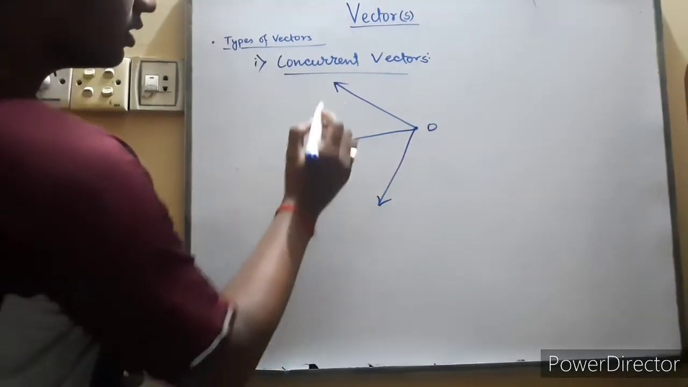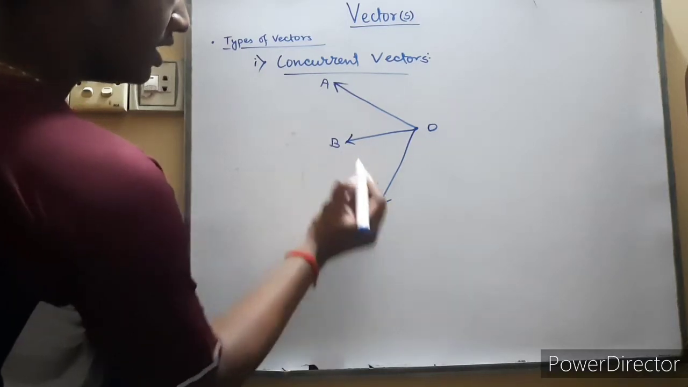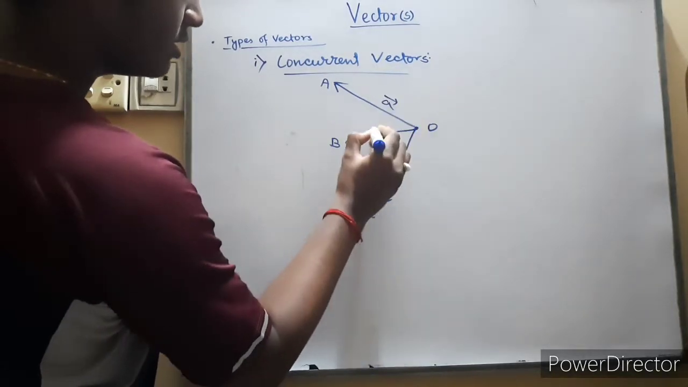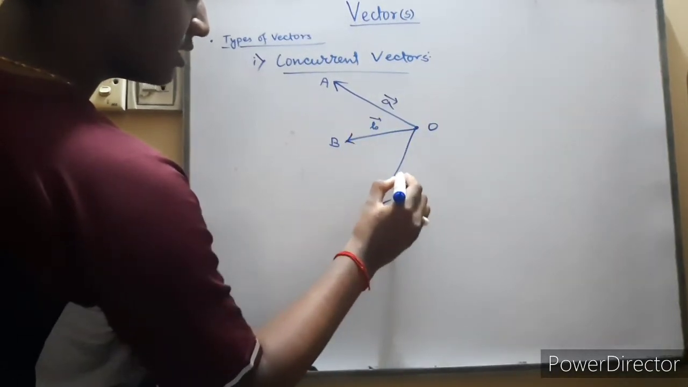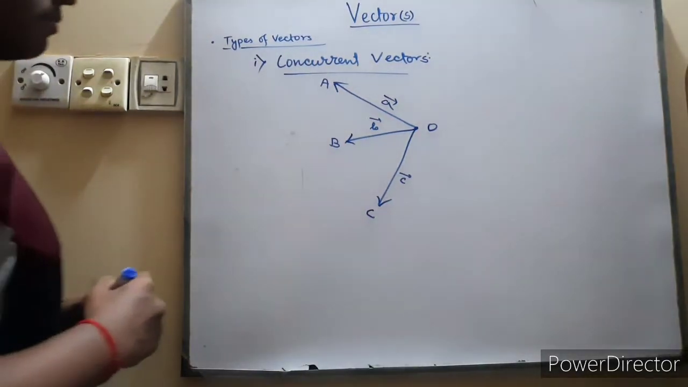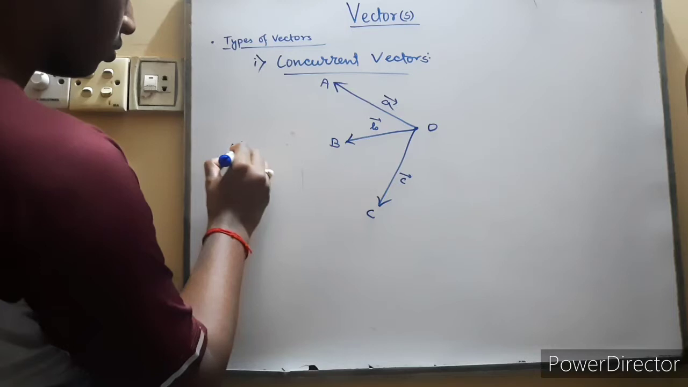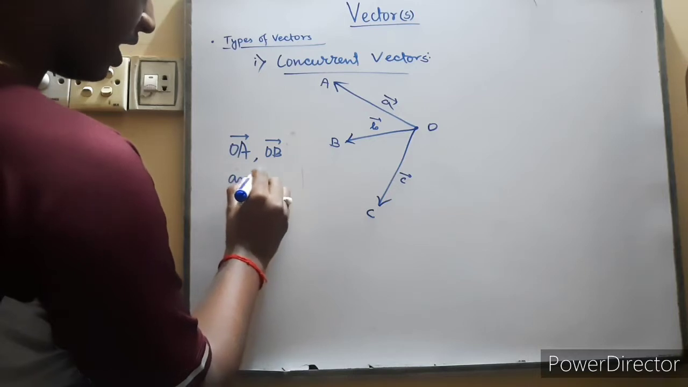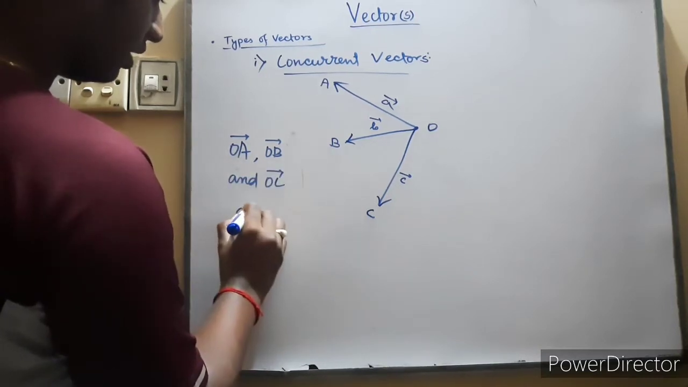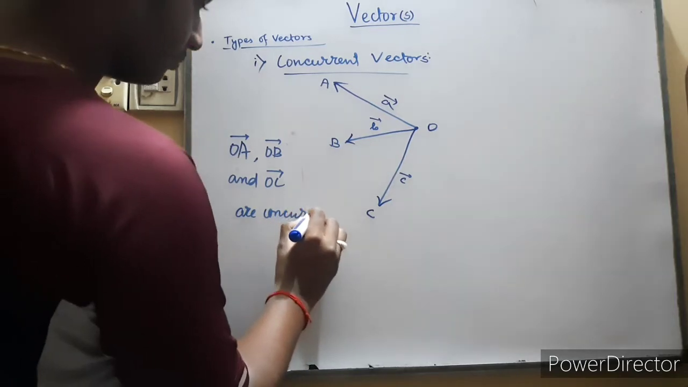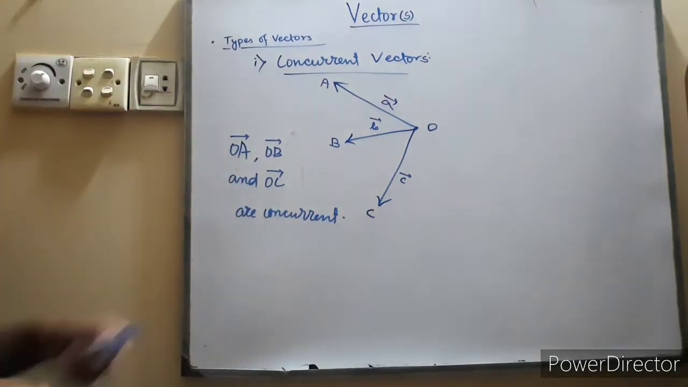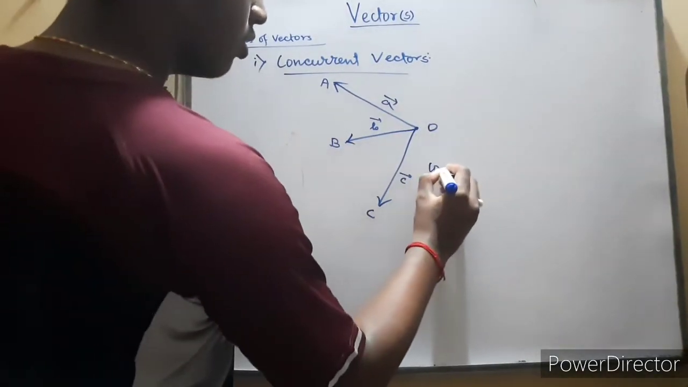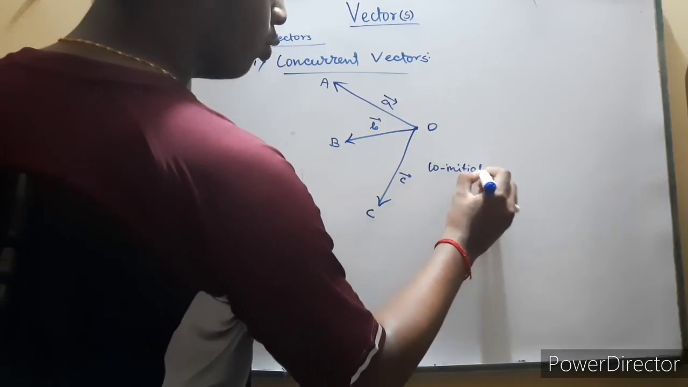Suppose this point is O, and these points are A, B, C. Suppose this is A vector, this is B vector, this is C vector. You can say that OA vector, OB vector and OC vector are concurrent. So these three vectors are concurrent vectors. They have a common initial point, so they are also called co-initial vectors.